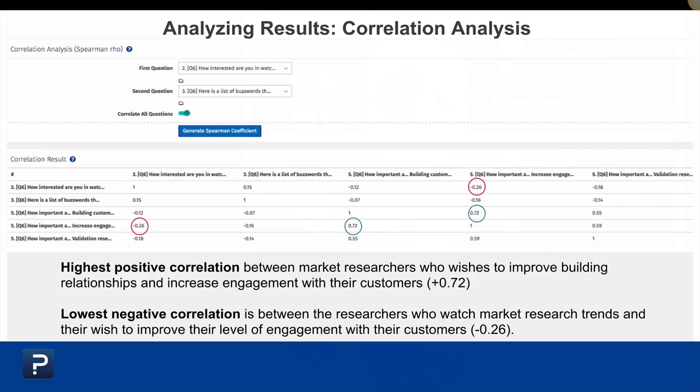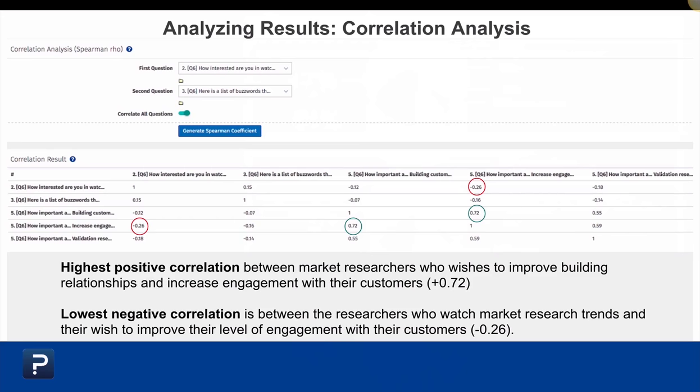So the highest positive correlation between market researchers is market researchers who wish to improve or build their relationships and also increase their engagement with their customers. That is the highest correlation. Not only do market researchers want to build relationships with their customers, they also want to increase their engagement, make it more personable along the way.